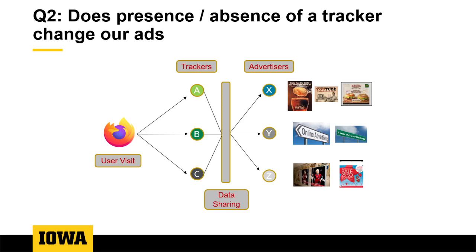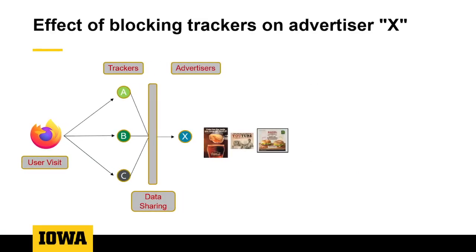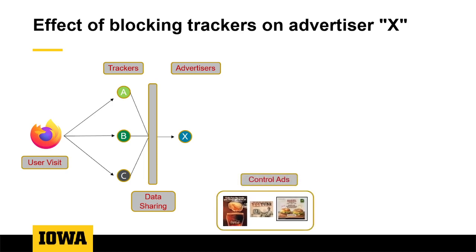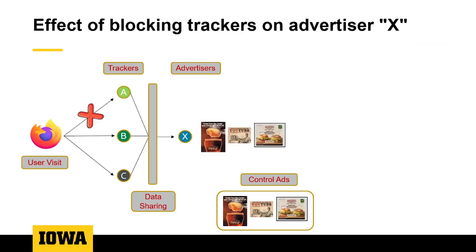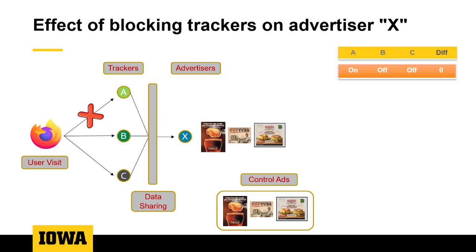Now let's focus on finding relationships of the advertiser X in this case. So in the case where we don't interfere at all, X shows us these ads. If we look closely, these are all food related ads. We can call this the control ads, as we did not make any change to the trackers. Now what happens when we block tracker A? Turns out nothing. We still see the same kinds of ad that we saw in our control run.